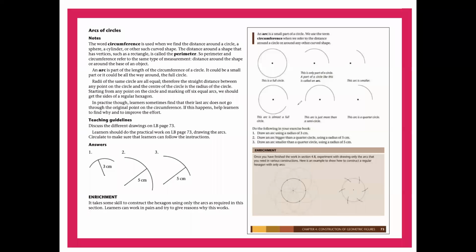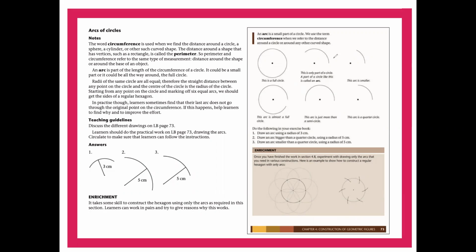I'll now be introducing the concept of an arc. So you have a circumference, which is the distance around a circle. An arc is now just a section of that circumference. So if you look over here, an arc can be the full distance, but usually we use it to refer to a smaller part of the circumference.